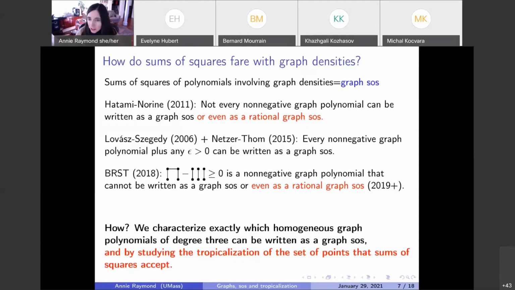Yes, to some extent, but the graph SOS, you don't assume you have rational coefficients. No, I could definitely have a coefficient of the square root of 2, completely fine, not a problem. I mean, yes, rational coefficients times squares of polynomials with rational coefficients. I'm not restricting to only rational coefficients anywhere. Thank you. Any more questions?